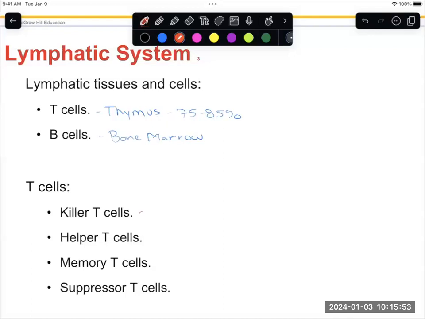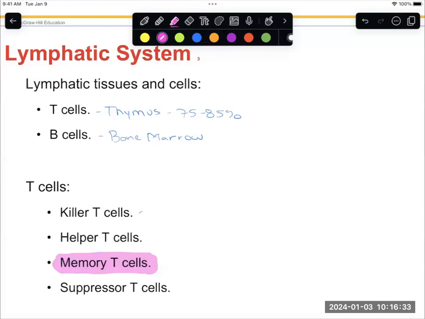Helper T cells begin the defense response against a specific antigen. Memory T cells. This specific cell right here is the cell that remembers every virus, bacteria that you've ever come across. So the next time you come across the exact same virus or bacteria, pathogen, it knows how to kill it quickly before it even shows symptoms.